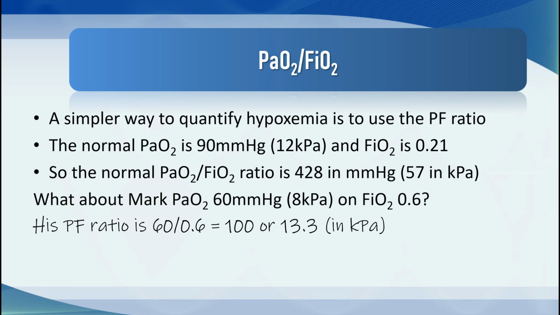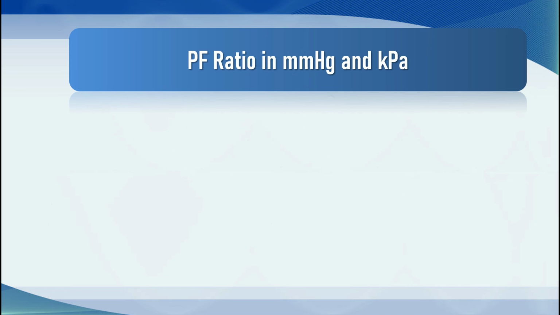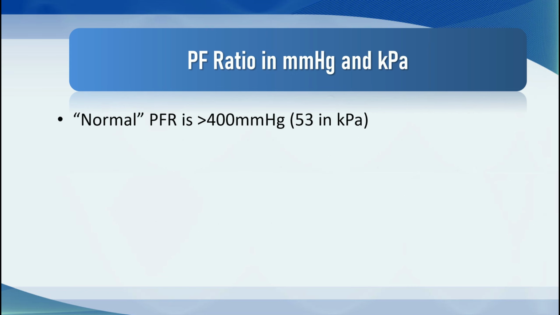In my opinion, it's so much easier to work with millimeters of mercury than kilopascals for these calculations. So the normal PF ratio is a nice big roundy number. That's 400 millimeters of mercury or 53 kilopascals. As the ratio falls, the patient becomes progressively more hypoxemic.